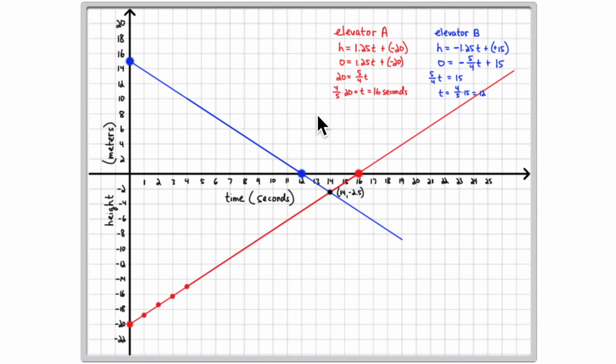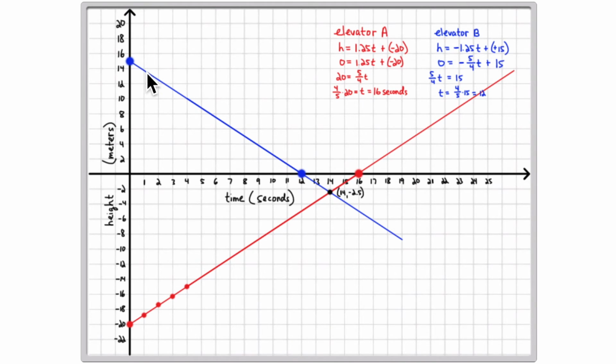So you can see in this case that the difference in height at the beginning is 35 meters. So it's a negative 20 here and a positive 15 here. You add those 2 absolute values together. This length is 35 meters. And every second, this gap closes 2½ meters.